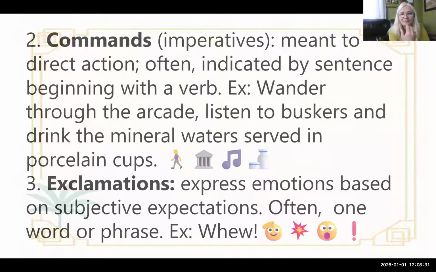Next are exclamations. These simply express emotions, often based on subjective expectations. Often they are also one word or one phrase, like phew or whew or oh my God. Those are all exclamations. They're expressing emotion that is based on subjective reaction. Often they express surprise, quick elements of dismay, things like that. But they don't make claims about the world, either internal or external.